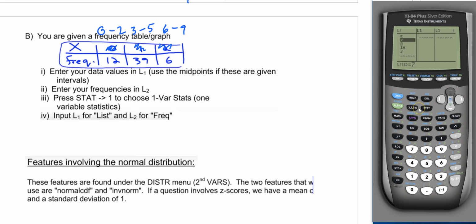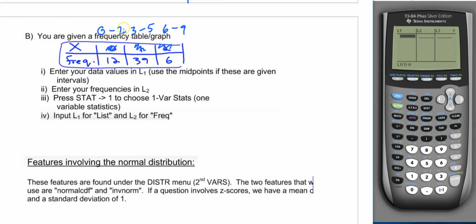L1, I got to clear this data here. So if you just want to get rid of one, you put delete. But if you want to clear the whole thing, do not put delete, put clear. Now I got to type in these values. You know, I cannot put a range. So when we do that, we put the midpoint. So in this case, we're going to put the midpoint here.